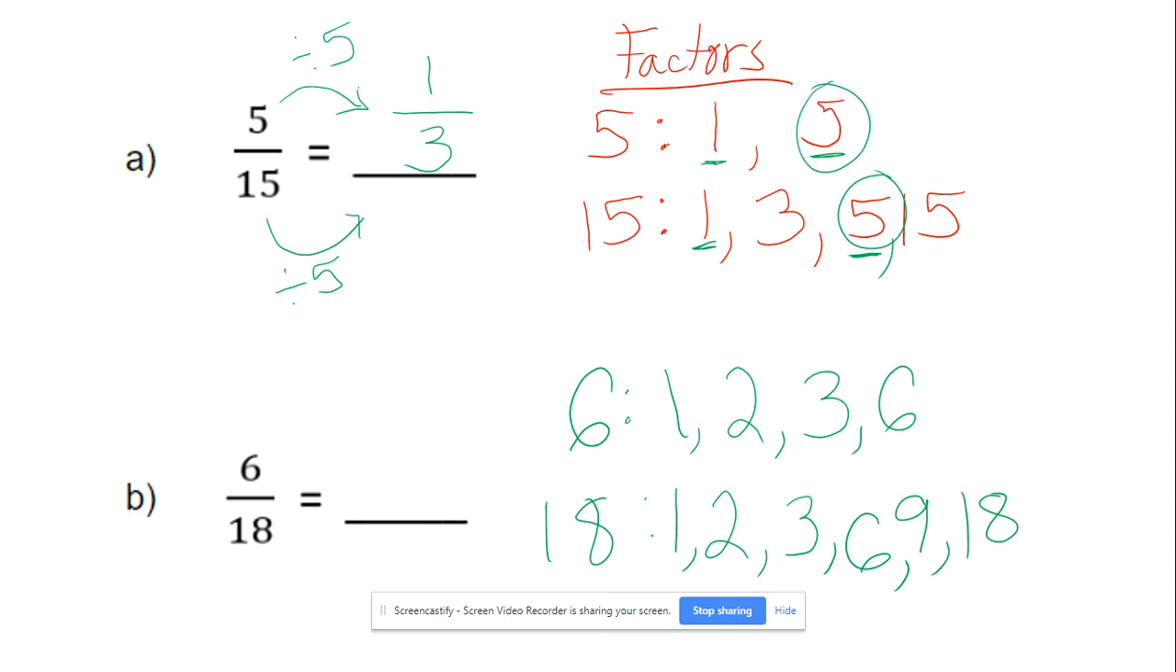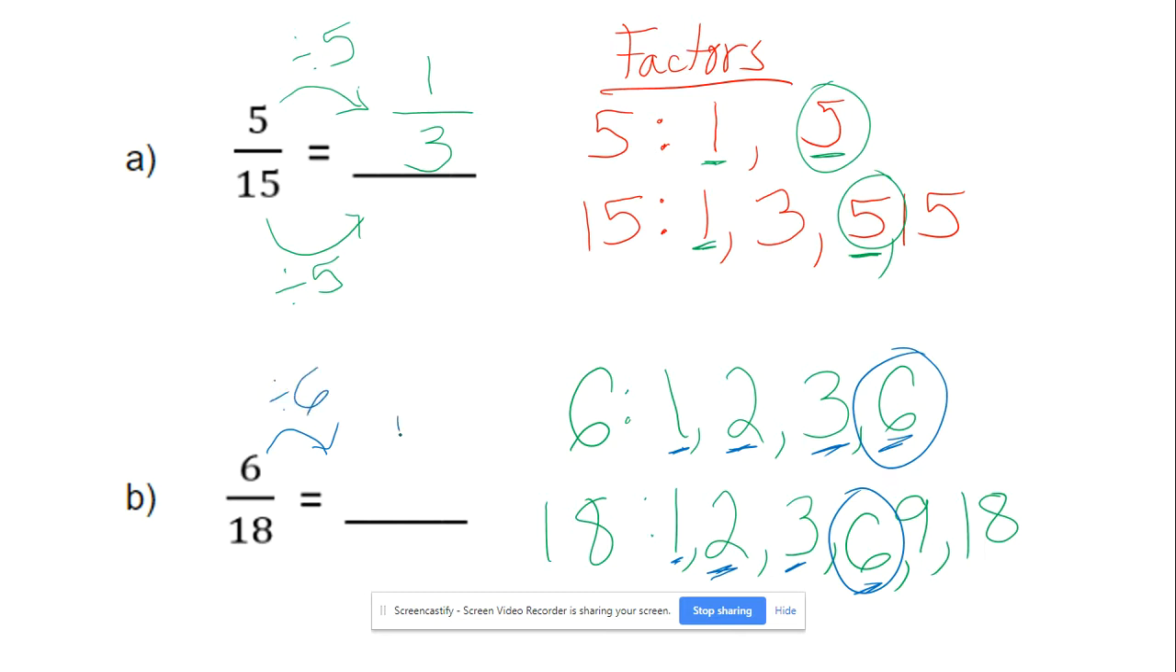All right, now let's see what numbers are in both lists. 1 is in both lists. 2 is in both lists. 3. Oh, wow, and 6. Doesn't always work out that way. So we want to divide to get the simplest form. We want to divide by the biggest number in both lists. I can see that 6 is the biggest number that's in both lists. So let's divide by 6.